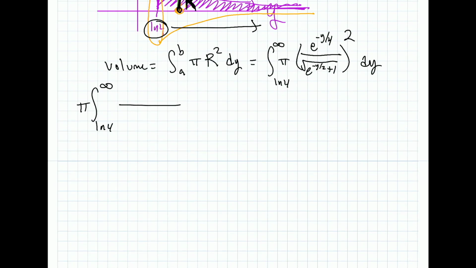Okay. Now you solve. I'll just pull the pi out. We need to square this. Now when you square e to the negative y over 2, you're going to get e to the negative 2y over 4, right? Because you multiply the 2 by the power. And then when you square the denominator, you're squaring the square root, so that goes away.